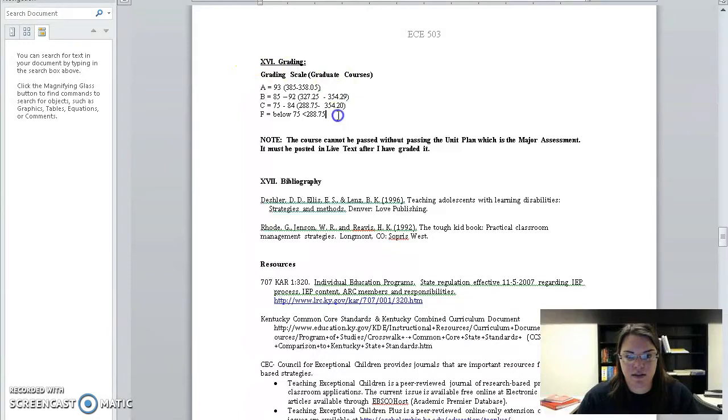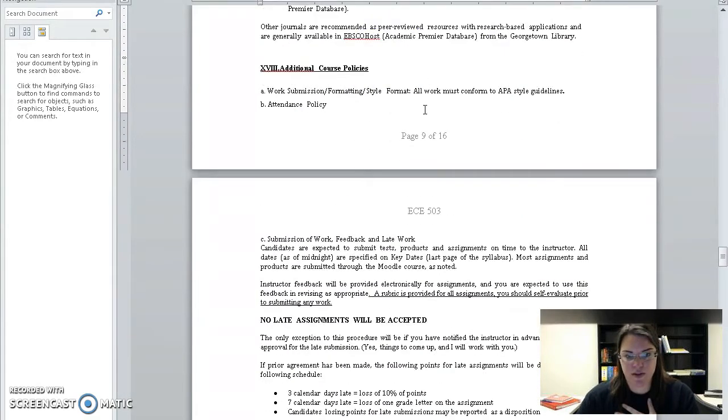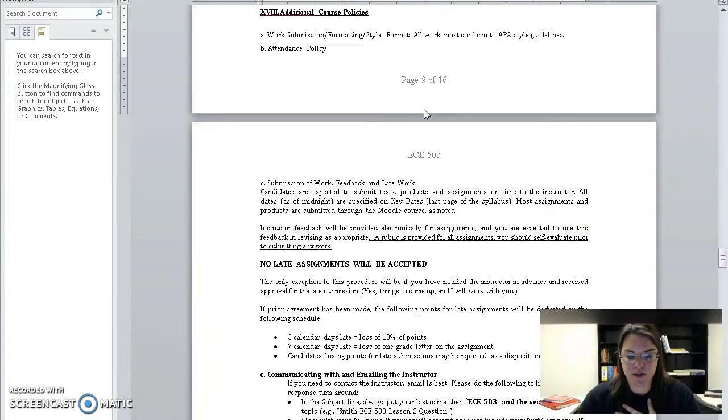So the grading scale is a little bit different than you might be used to. An A ends at a 93 and a B starts at a 92, so just make note of that. And other than that, another major thing that I want to talk about is that no late assignments are going to be accepted this semester.